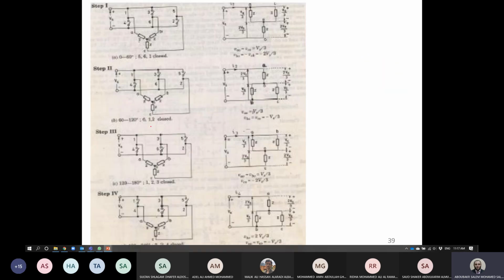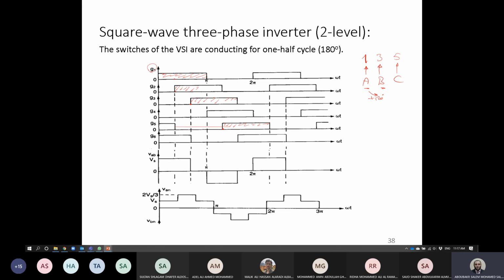So this is the way now. As you can see here, we have G1 turned on from 0 to pi, and G4 has to be complemented, so it will be turned on from pi to the end of the period at 2 pi. So this is the way of the square wave of 180 conduction. We have another way called 120 conduction, but for now, we need only one case to understand how we can switch on and off the three-phase inverter, and after that we'll discuss the PWM.